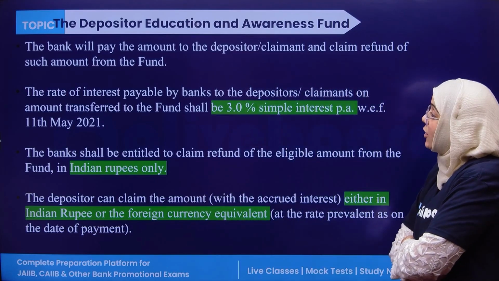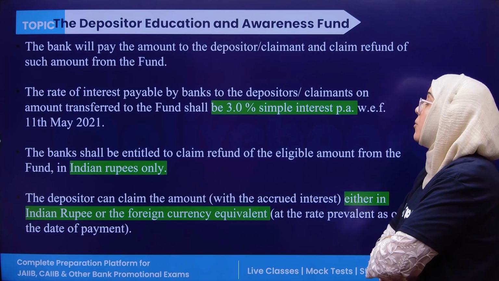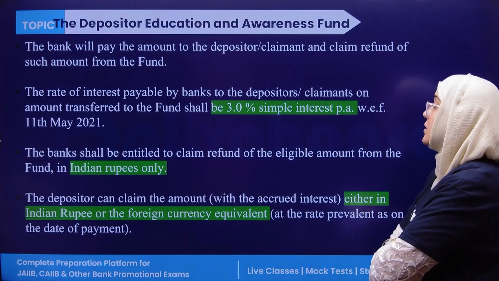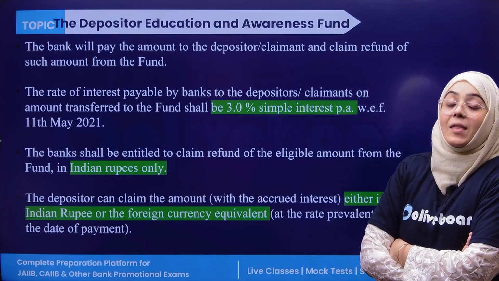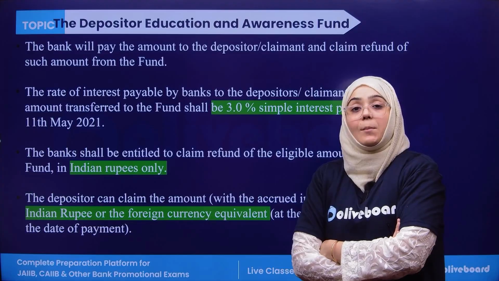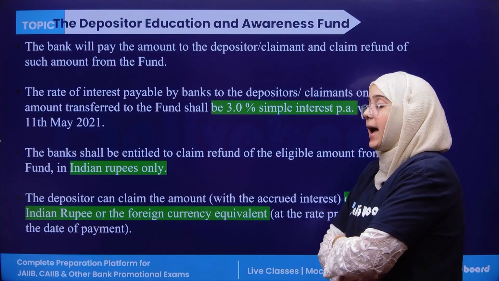and the bank will refund this amount to the depositor. Next, the rate of interest payable by the bank to the depositor and claimant of the amount transferred to the fund, that is 3% simple interest. So there is a rate of interest also which is payable by the bank on any of the fund or amount which is actually being transferred to the DEF, and that interest rate is 3% per annum.